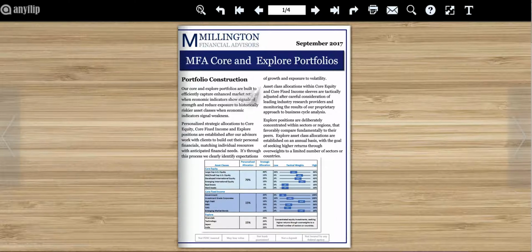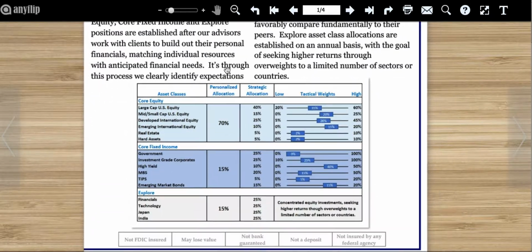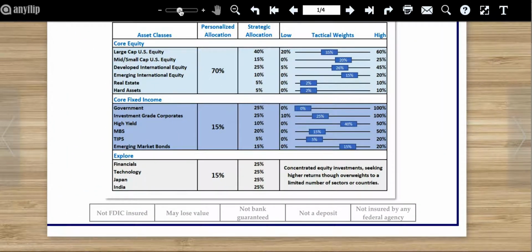exchange-traded funds. The table on the bottom of the first page identifies the asset classes included in the portfolios. We segment exposure into core equity, core fixed income, and Explore positions. The Explore positions are overweights to sectors and regions with fundamental attributes indicating they are uniquely positioned to outperform over the next 12 months. Within core equity and core fixed income, we allocate by first establishing a personalized allocation.